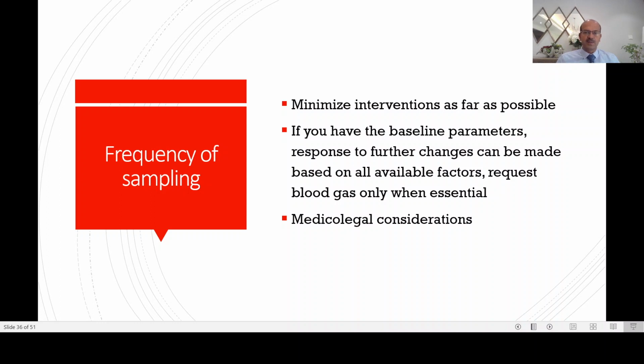Only do what is needed for the baby at that time, because sampling losses are one of the main reasons why these babies get anemic, and anemia cannot be ignored. Reducing the number of transfusions the baby gets is very important as well. If you have the baseline parameters, the response to further changes can be made based on the available factors which we discussed earlier. Request the blood gas only when essential.